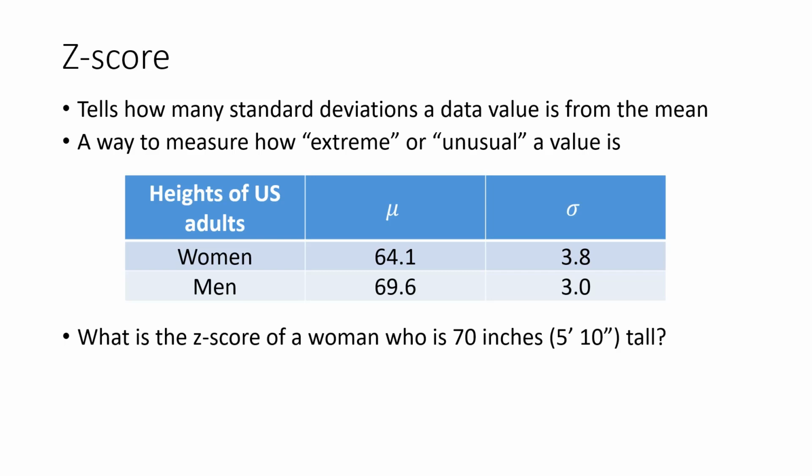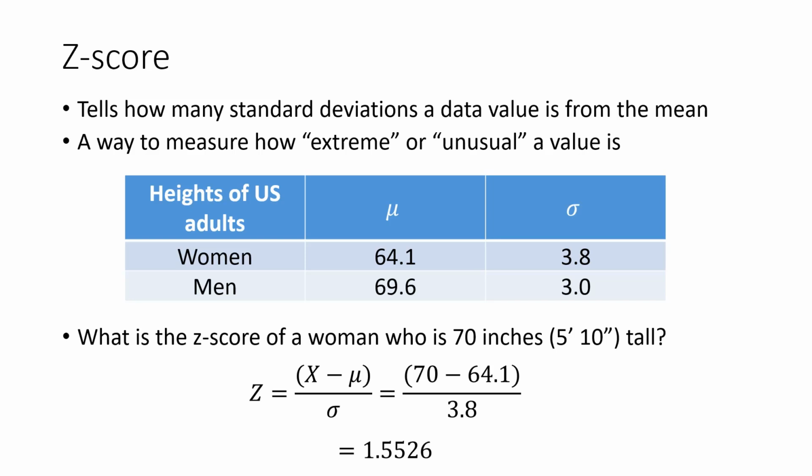Let's compute the z-score of a woman who is 70 inches tall. That's 5 feet 10 inches. The z-score takes the data value, x, and subtracts the mean, mu. Then it divides by the standard deviation, sigma. So here we have 70 minus 64.1 divided by 3.8. That gives 1.55. So a woman who's 70 inches tall is 1.55 standard deviations above the mean for women in the US.